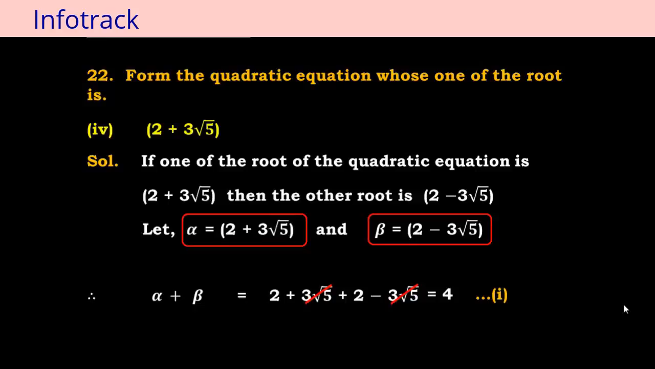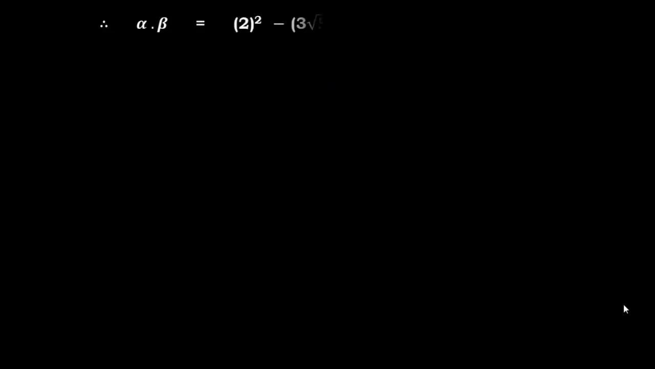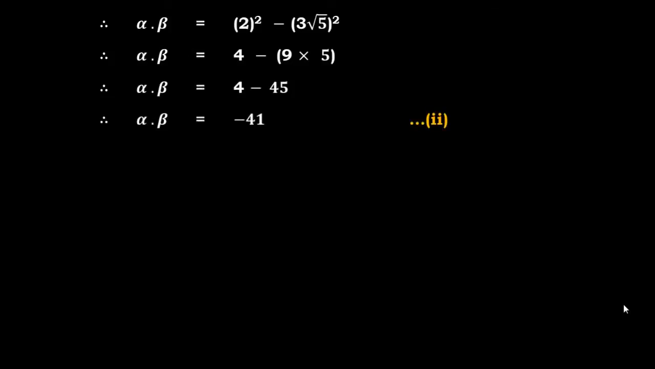Equation number 1. Alpha into beta will become 2 plus 3 root 5 into 2 minus 3 root 5, that is a plus b into a minus b, a square minus b square. 2 square minus 3 root 5 square. 2 square is 4 and 3 square 9 and root 5 square is 5. 9 fives are 45. So 4 minus 45 is minus 41. That means alpha into beta is equal to minus 41.